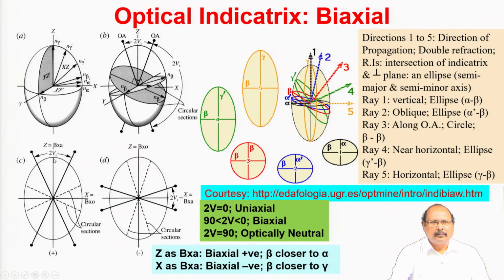Now, if you go from this point and progressively come to this point, and everywhere on the periphery, if you join from the center to a point on the periphery, that will be your refractive index. So, what will happen is that as you come progressively from this point to this point, where gamma is finally converted into alpha, you will have one point where the distance from the center to this point will be intermediate between gamma and alpha, that will be your beta value. So, you have one beta value here.